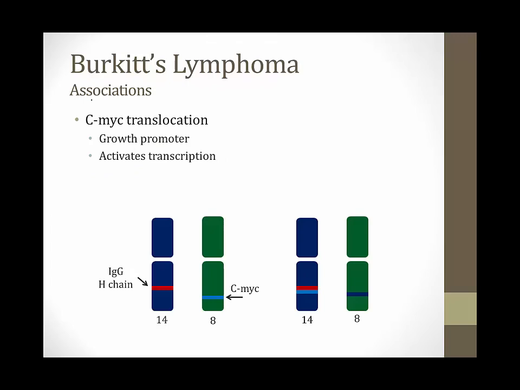Burkitt's lymphoma is also associated with a chromosomal translocation called a C-Myc translocation. C-Myc is a gene that's found on chromosome 8. It is a growth promoter and it activates transcription. It's often translocated to chromosome 14 next to the IgG heavy chain, and just like we've talked about a number of times in this module, this leads to overexpression of the C-Myc gene by B cells, and that leads to excessive growth.